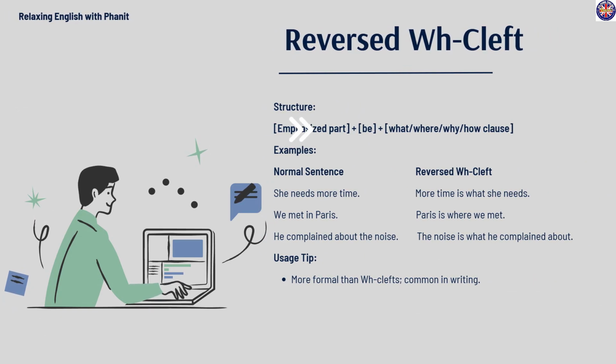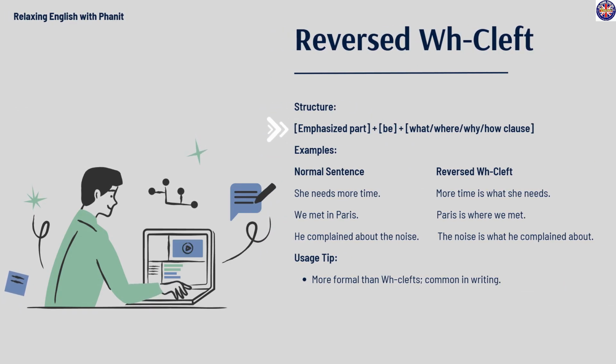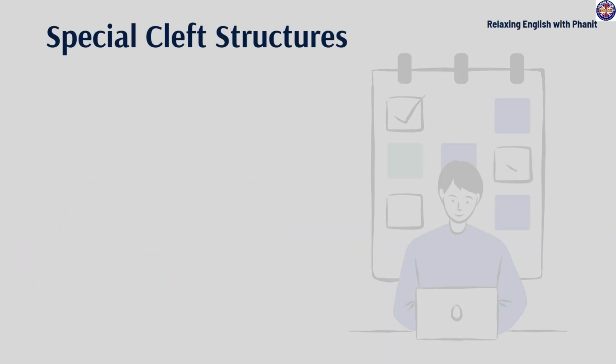Example, "she needs more time" becomes "more time is what she needs." The emphasis comes first for dramatic effect. "We met in Paris." "Paris is where we met." These sound formal, perfect for writing.